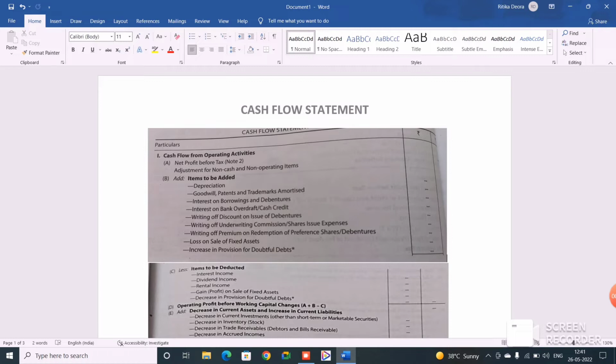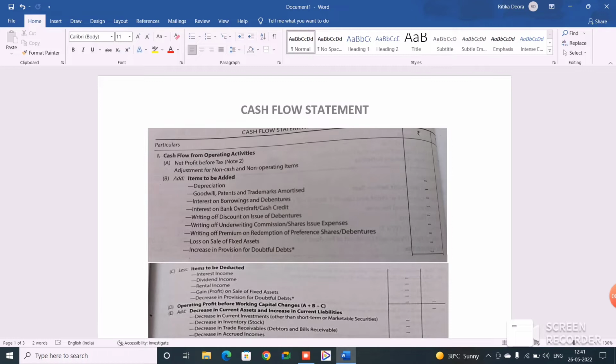Cash equivalents means all those assets of the firm which can readily be converted into cash as and when one desires. That is why they are called cash equivalents, because we can convert them into cash whenever we want. So what are the items included in cash equivalents? The very first item is marketable securities, or we can term it as short-term investments.